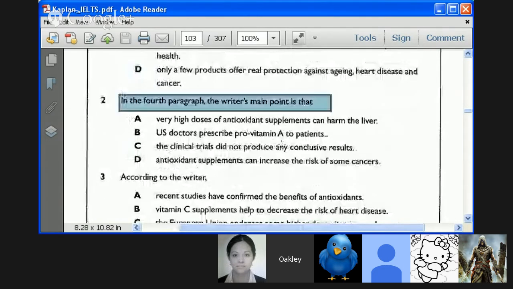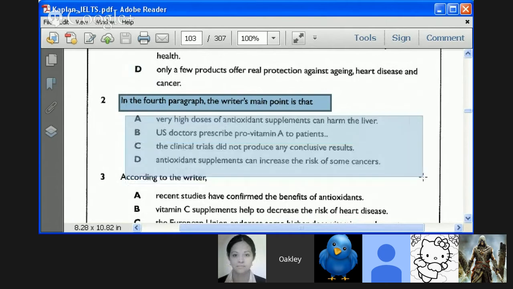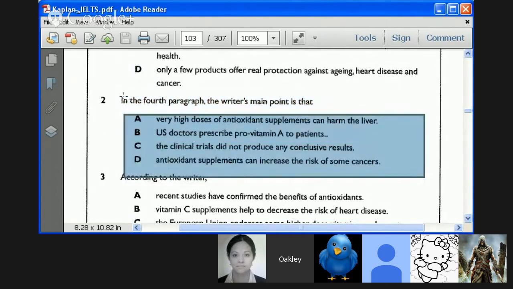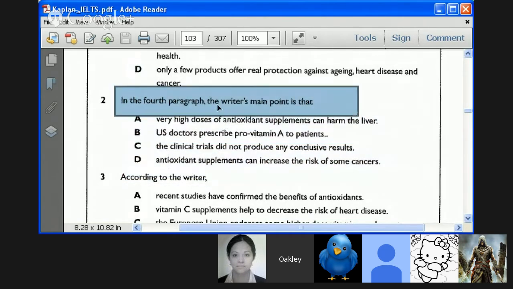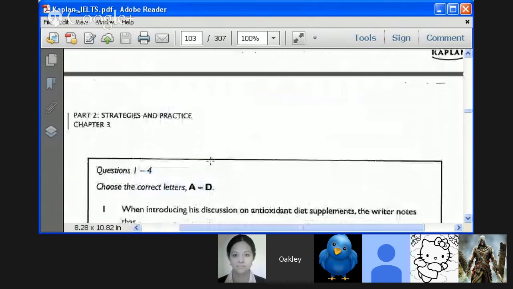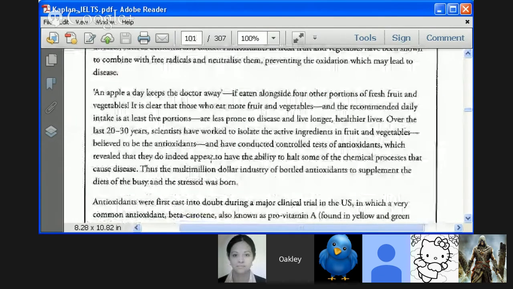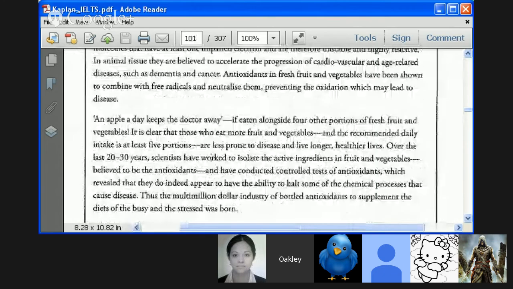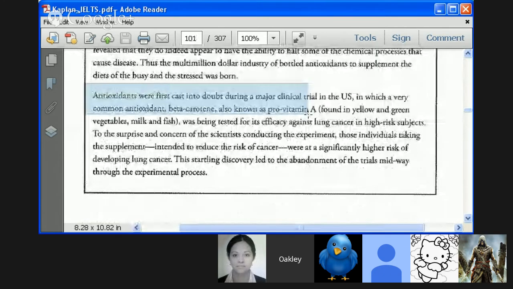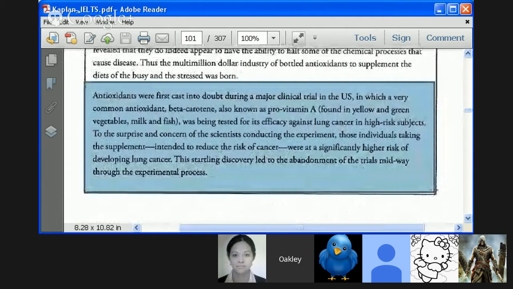Okay. In the fourth paragraph, the writer's main point is that, okay, now, here's my strategy. Since I know exactly where to look, I'm going to try to ignore the possible answers and just look at the information immediately. The writer's main point is in the fourth paragraph. 1, 2, 3, 4. Okay, this paragraph. All right. What is the writer's main point?